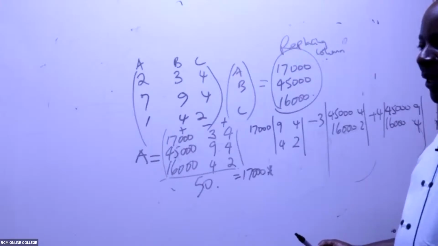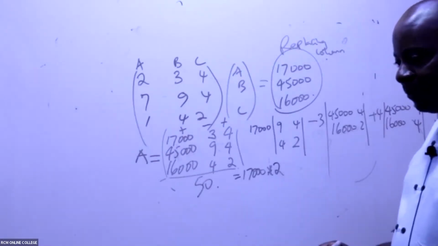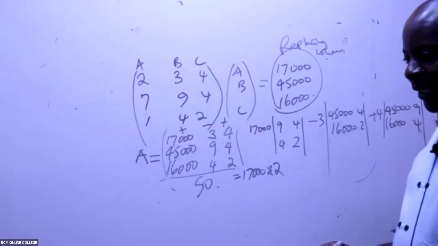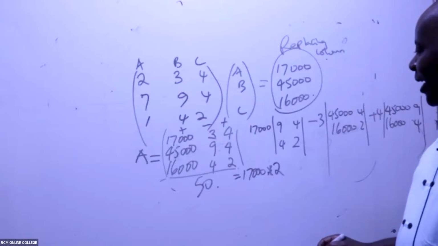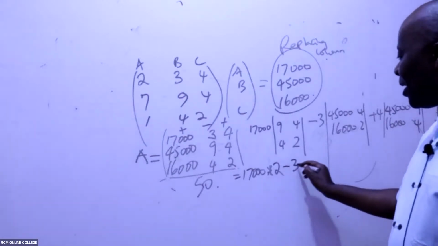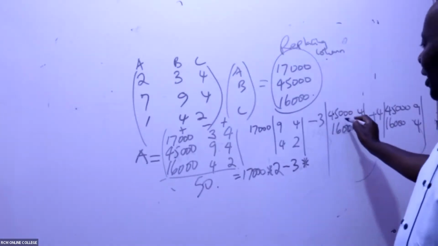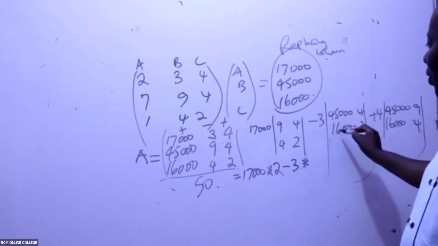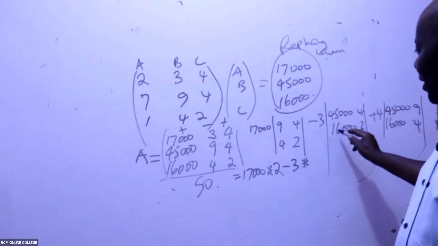So 9 times 2 minus 4 times 4, which gives me what here? Is there somebody who's getting 2? Yeah. And then we come and say minus 3. How about this determinant? So this will be 45,000 times 2 minus 16,000 times 4.